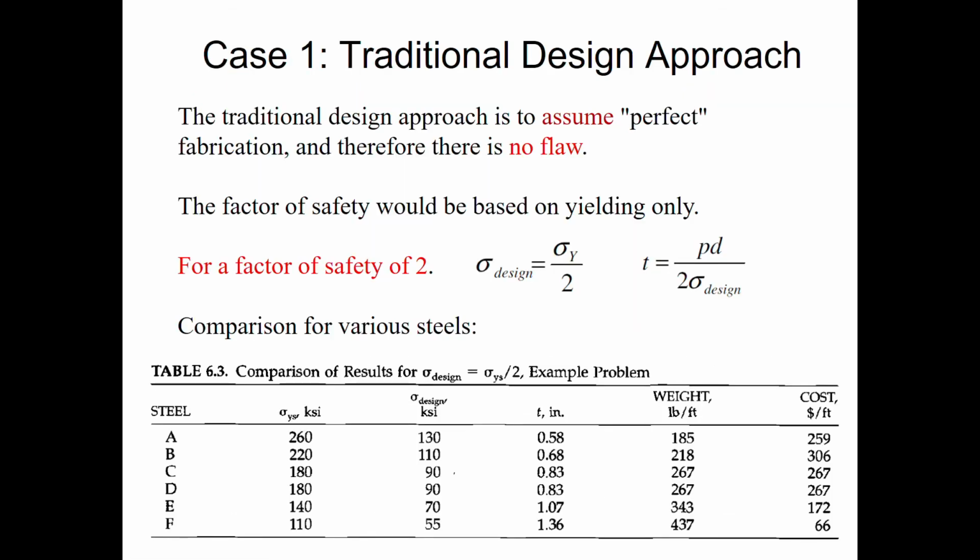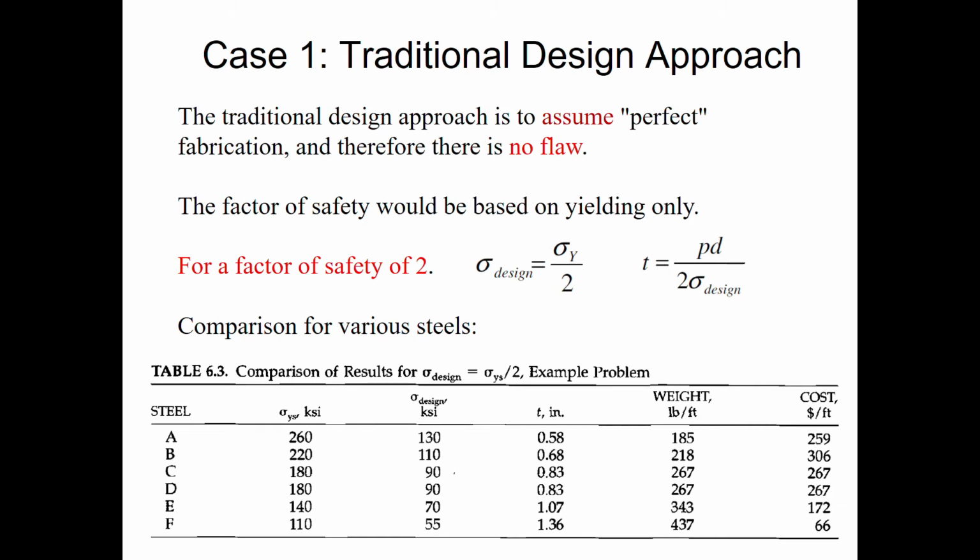Alright, let's say we go for the first case, where we need to use the traditional design approach. The traditional design approach is to assume perfect fabrication, and therefore there is no flaw. Right? This is the condition that we have covered just now. We need to assume the structure is perfect, without any crack, without any discontinuities. So the factor of safety would be based on yielding only, the yield stress. So yield stress is the most important factor here.